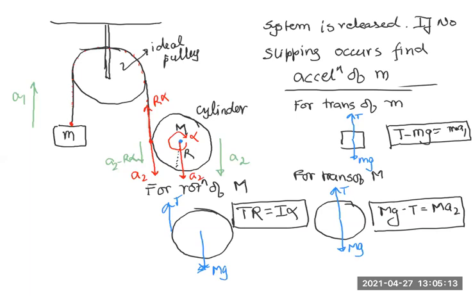Moment of inertia है अथर. कहाँ हो आप? तो सही है. Moment of inertia into alpha is equal to torque. याद है? So this acceleration must be same. So I get a1 is equal to a2 minus r alpha.